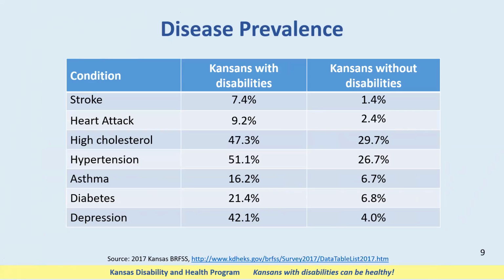Persons with developmental disability are also at higher risk for a variety of diseases, some of which are heavily influenced by lifestyle, environment, and access to services, including stroke, heart attack, high cholesterol, hypertension, asthma, diabetes, depression, some of them related to the medications we use for managing behaviors, for example, in persons with developmental disabilities. Again, a lot of disparity there.